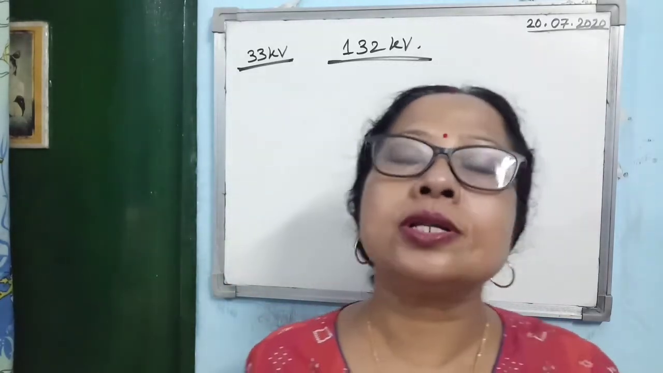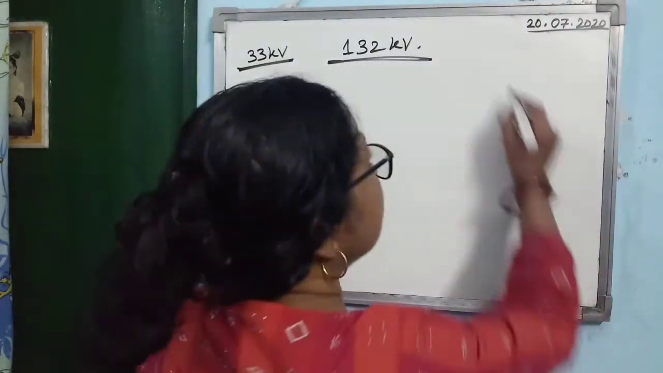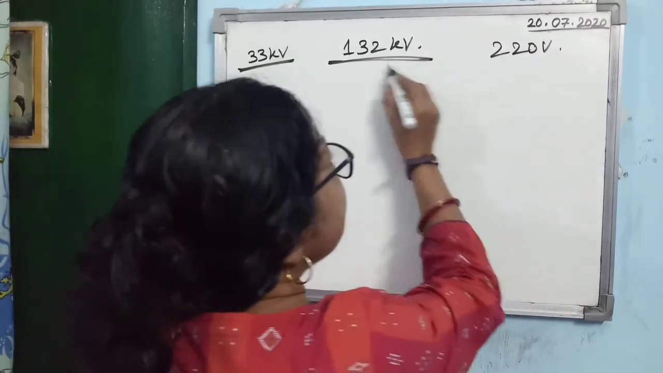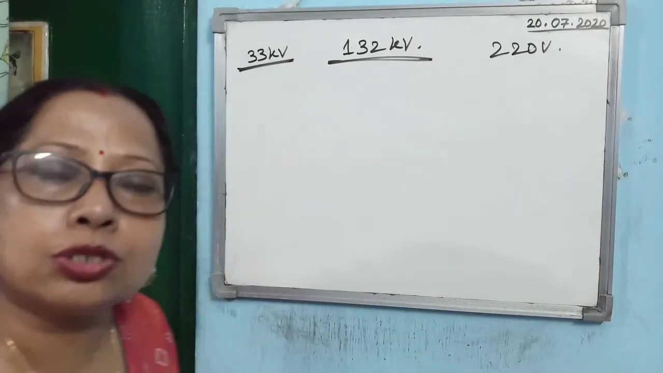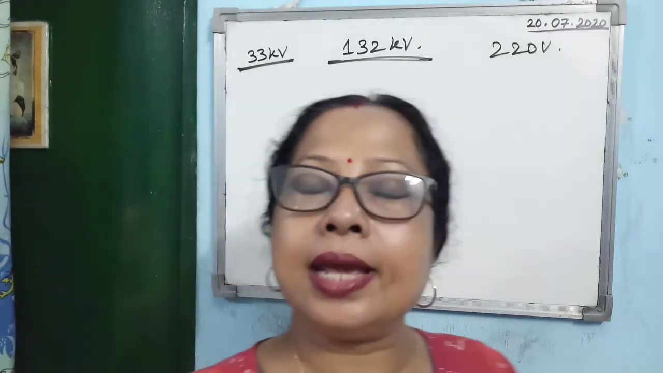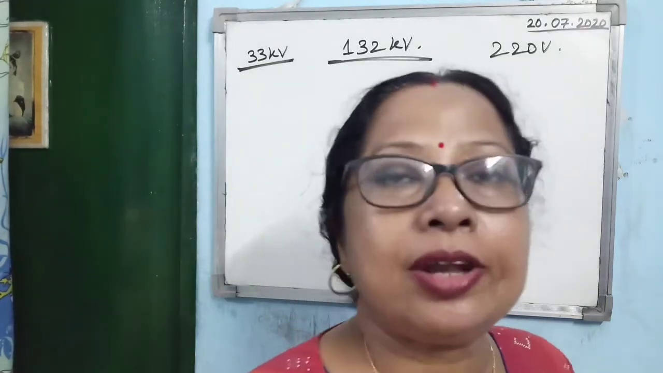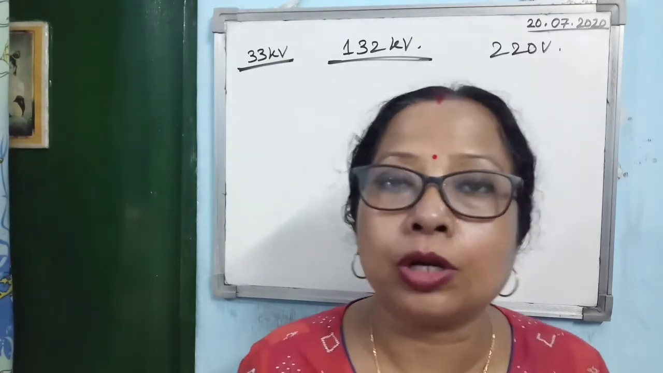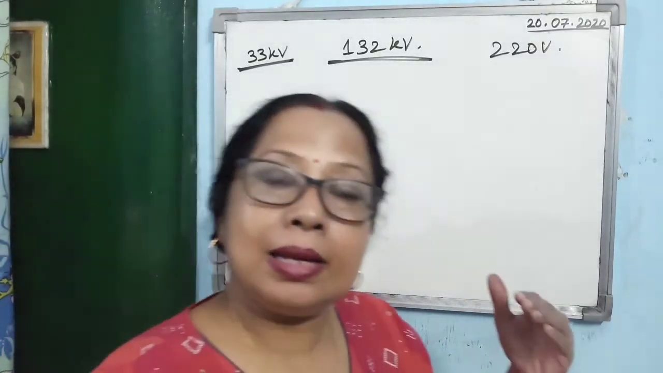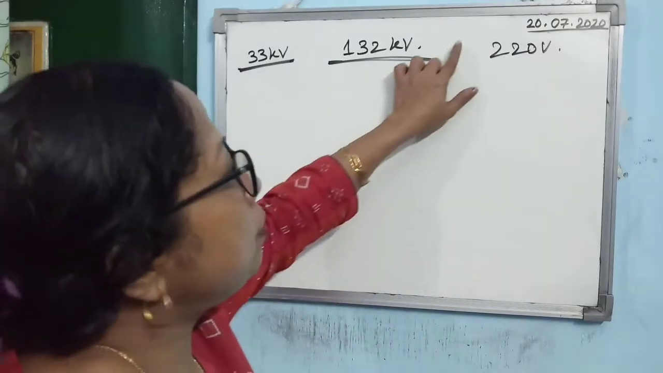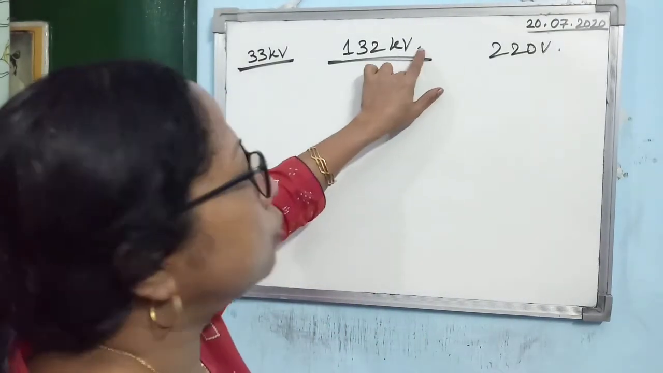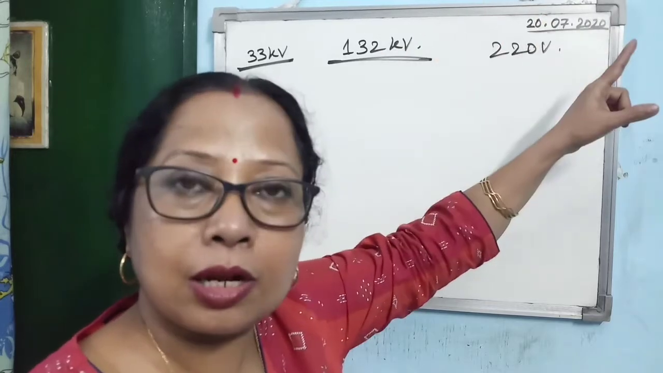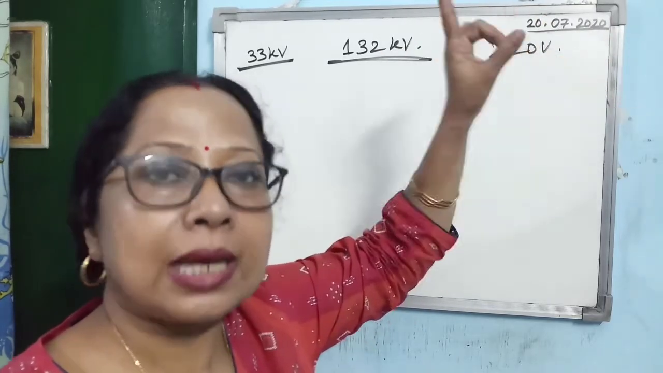But you know, in household circuits we use only 220 volt. So before supplying the transmitted power to household purposes or to heavy industry, you know that heavy industry uses 33 kilovolt, light industry uses 11 kilovolt. So you see, when electric power is supplied to different industries and households, the power should be stepped down from 132 to 33 or to 11 kilovolt, because light industry uses 11 kilovolt.